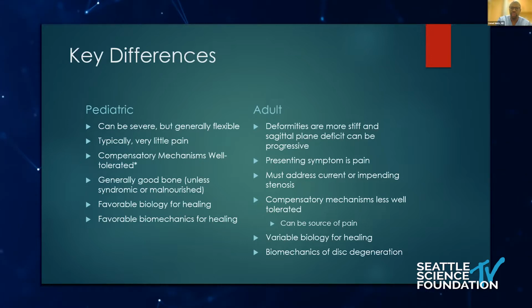And then, depending on age and other comorbidities, their ability to heal a fusion is variable. And again, the biomechanics of disc degeneration come into play because as we induce lordosis over degenerative discs, we run into the problems of pseudoarthrosis and loss of correction that we just don't see in pediatric populations.